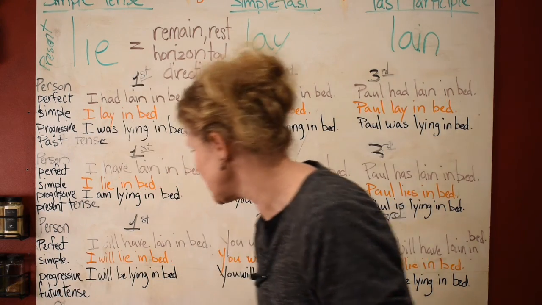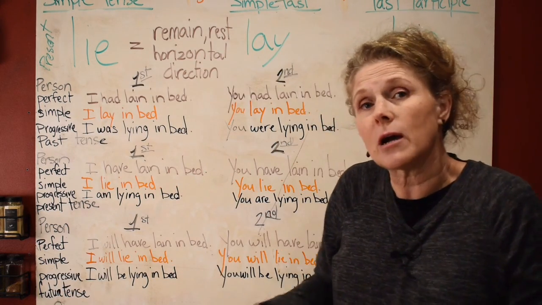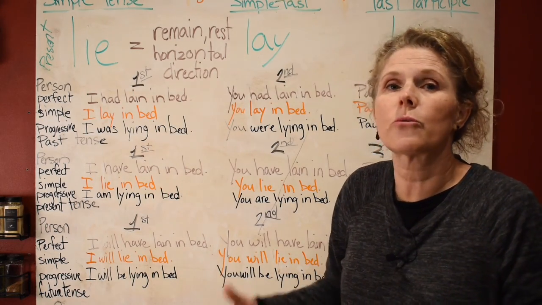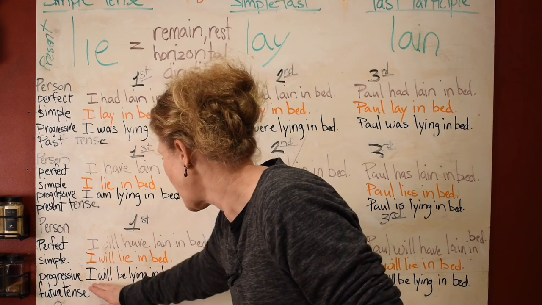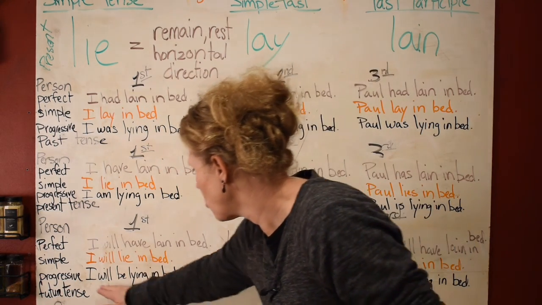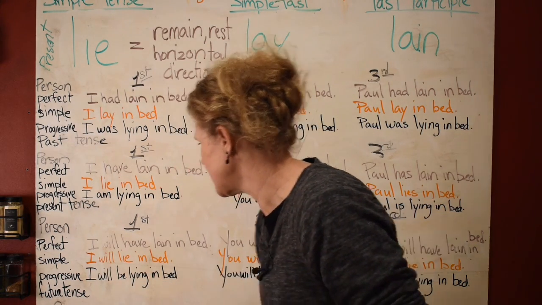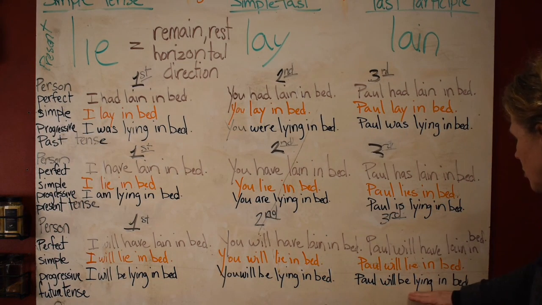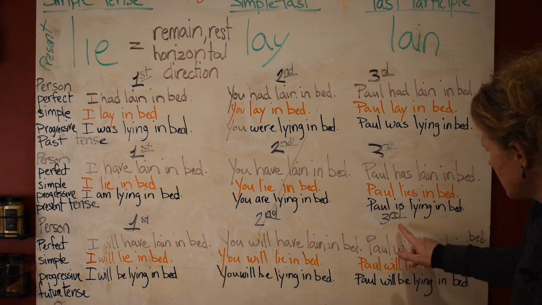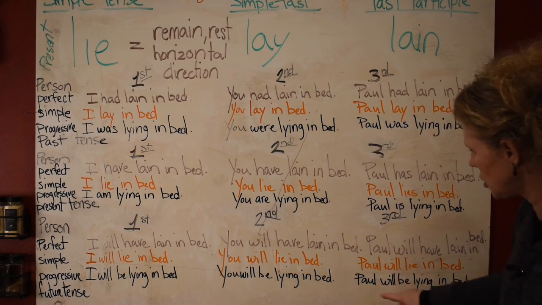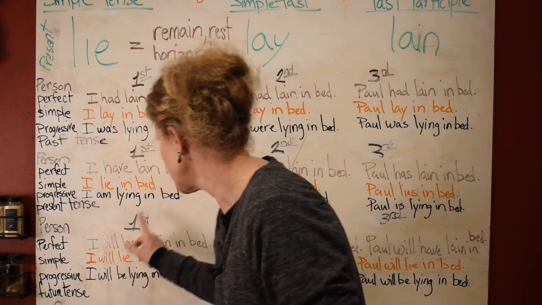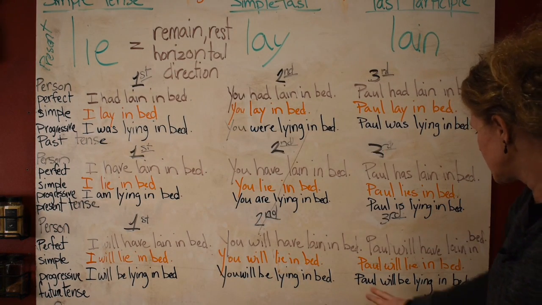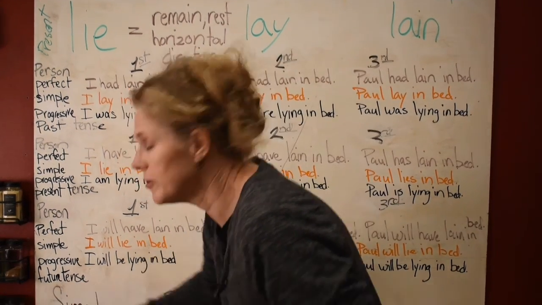Now let's look at the progressive. In the progressive, you have to use the auxiliary verbs will be. There are some other ones, but these are the main ones I want you to learn right now. The progressive tense: I will be lying in bed, will be, and then your ing. For the future progressive, you will be lying in bed, Paul will be lying in bed. Singular, in third person, see it doesn't change. First person singular, second person singular, third person singular. It's not changing in the future tense.